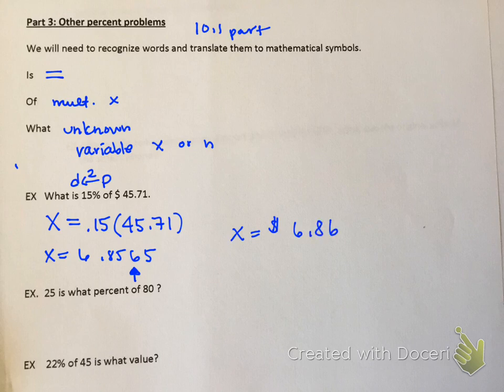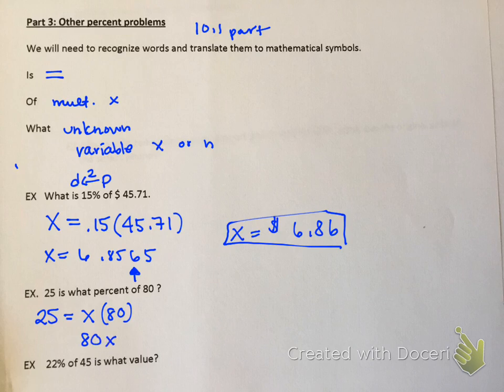All right, so let's check out the next one. The next one says 25 is what percent of 80? So I write down 25 is means equals. What percent is X? And then 80. Okay? Because multiplication is commutative, I'm going to go ahead and rearrange this. So it says 25 equals 80X. Now I have to get X by itself. So since 80 is multiplied by X, I have to use the opposite operation, which is division. So I'm going to divide both sides by 80.